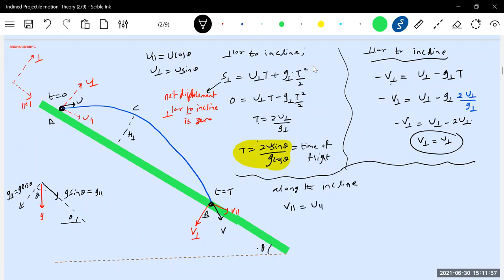Along the incline, V parallel equals U parallel plus G parallel T. Sir, how come you are writing the V equal to U plus AT formula? Final velocity V parallel, initial velocity U parallel. What about G parallel? G parallel is along the incline. V equal to U plus AT formula.